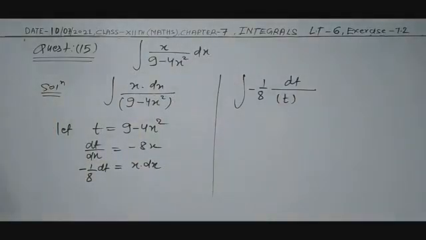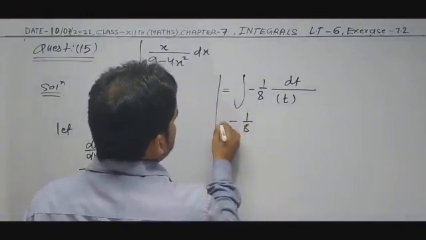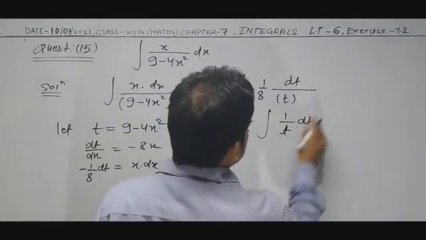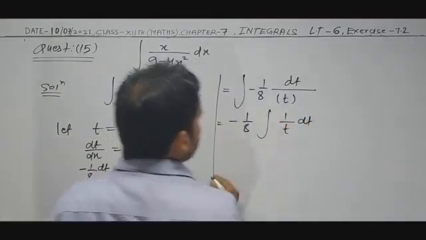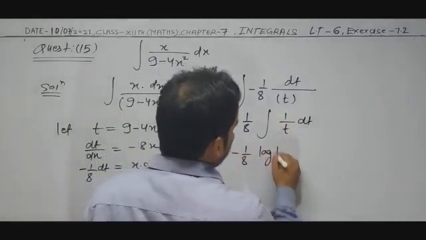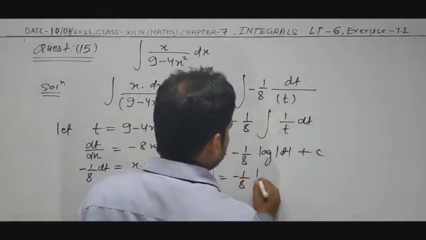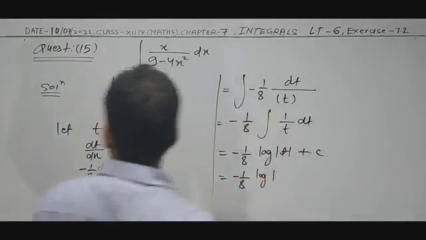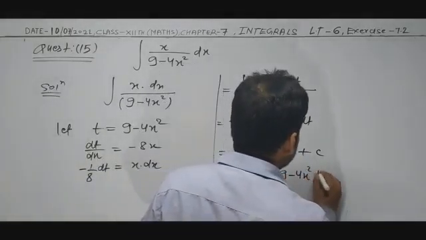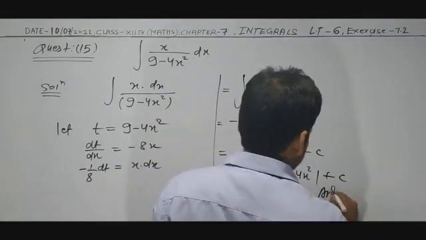So minus 1 by 8 integral of 1 by t dt. You can take the constant term outside the integral, that is 1 upon t dt. So the result of 1 upon t dt is log of mod of t, plus c. So minus 1 upon 8 log of mod of t, where t is 9 minus 4x square, plus c. So this is the answer.